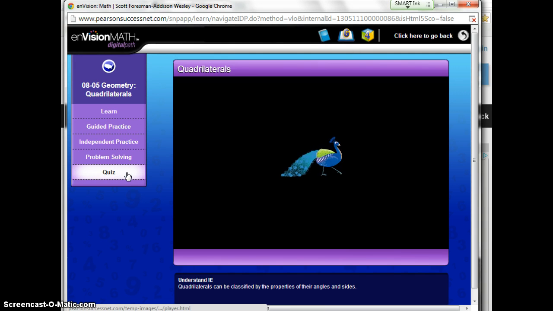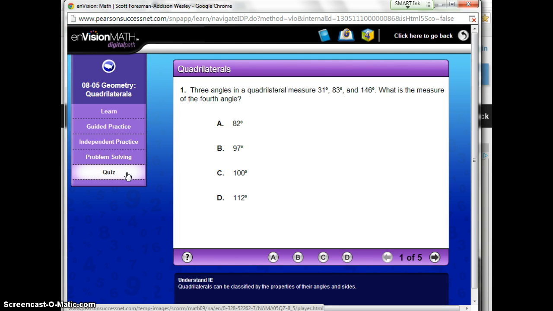Do you remember how yesterday when we were trying to find the missing angle of a triangle, we said that there was a magic number, that all three angles had to add up to what? 180. But today we're back to talking about a quadrilateral, a four-sided figure. So what's our magic number going to be? 360. That's right. Using your calculator, I have three angles inside of a quadrilateral. Tell me what would be the missing fourth angle. Your angles are 31 degrees, 83 degrees, and 146 degrees.